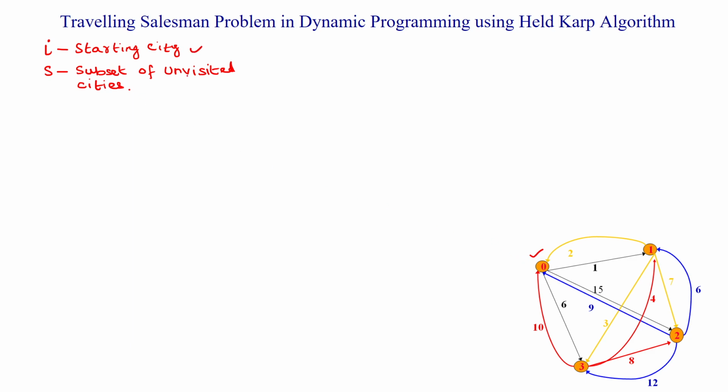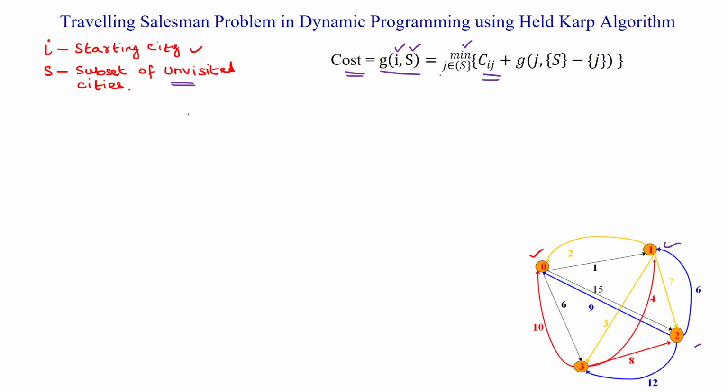After that, we are starting the travel from I equal to 0. So I is the starting city, and S is the subset of unvisited cities. As of now, the unvisited cities are 1, 2 and 3. For calculating the cost, we have the formula g of I comma S, where I is the source city and S is the unvisited subset of vertices. Here we have to calculate the minimum cost between the unvisited cities from the source. That formula I have explained in the previous slide.